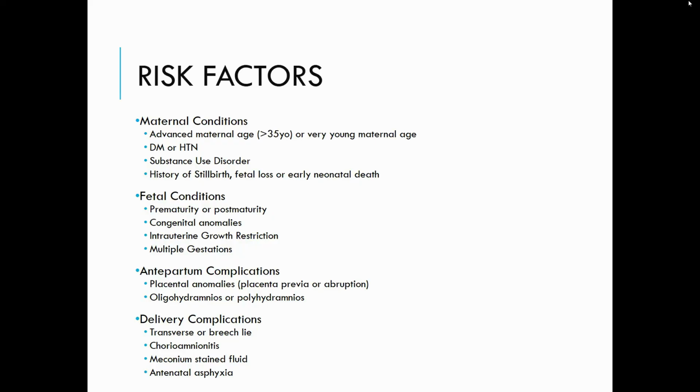Is there multiple gestation? Is it one baby or multiple babies? Some of the antepartum complications can be any sort of placental anomaly, such as placental previa or abruption, also oligohydramnios and polyhydramnios. Some of the delivery complications can be a transverse or breech lie, chorioamnionitis, so if the mom had a fever close to delivery. Also, if you notice meconium-stained fluid right prior to delivery or even after delivery, and any sort of antenatal asphyxia.